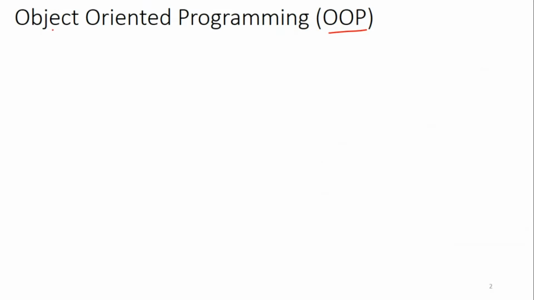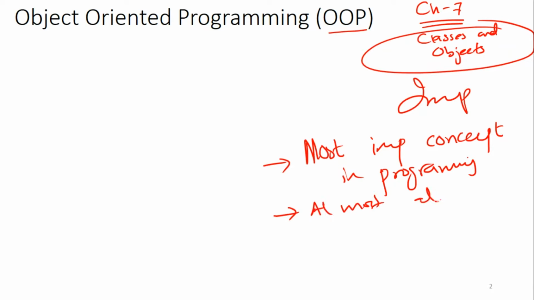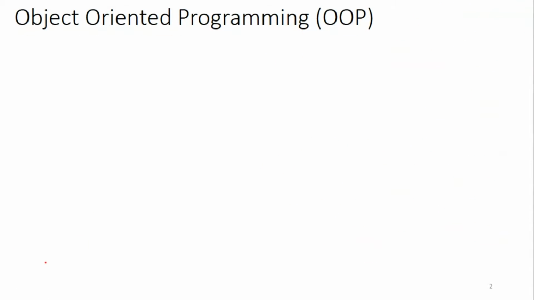Okay, so today we're going to start chapter number 7, which is about classes and objects. It's a very important concept, one of the most important concepts in programming. Almost all big software is OOP based. OOP means object oriented programming based. This is one of the most important topics in this course, so I suggest you be very careful and listen to me carefully.